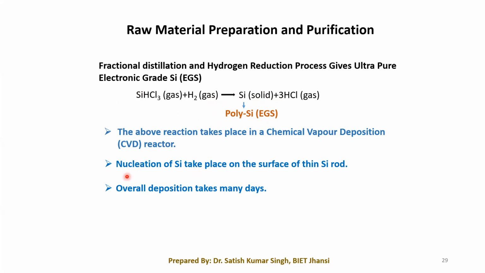So this is what I have written: the nucleation of the silicon takes place on the surface of the thin rod. It is again a polysilicon rod. This reaction taking place in the chemical vapor deposition chamber, the CVD reactor, will take a lot of time. It is not a matter of hours. It may take several days for the deposition, or the nucleation process will take time.